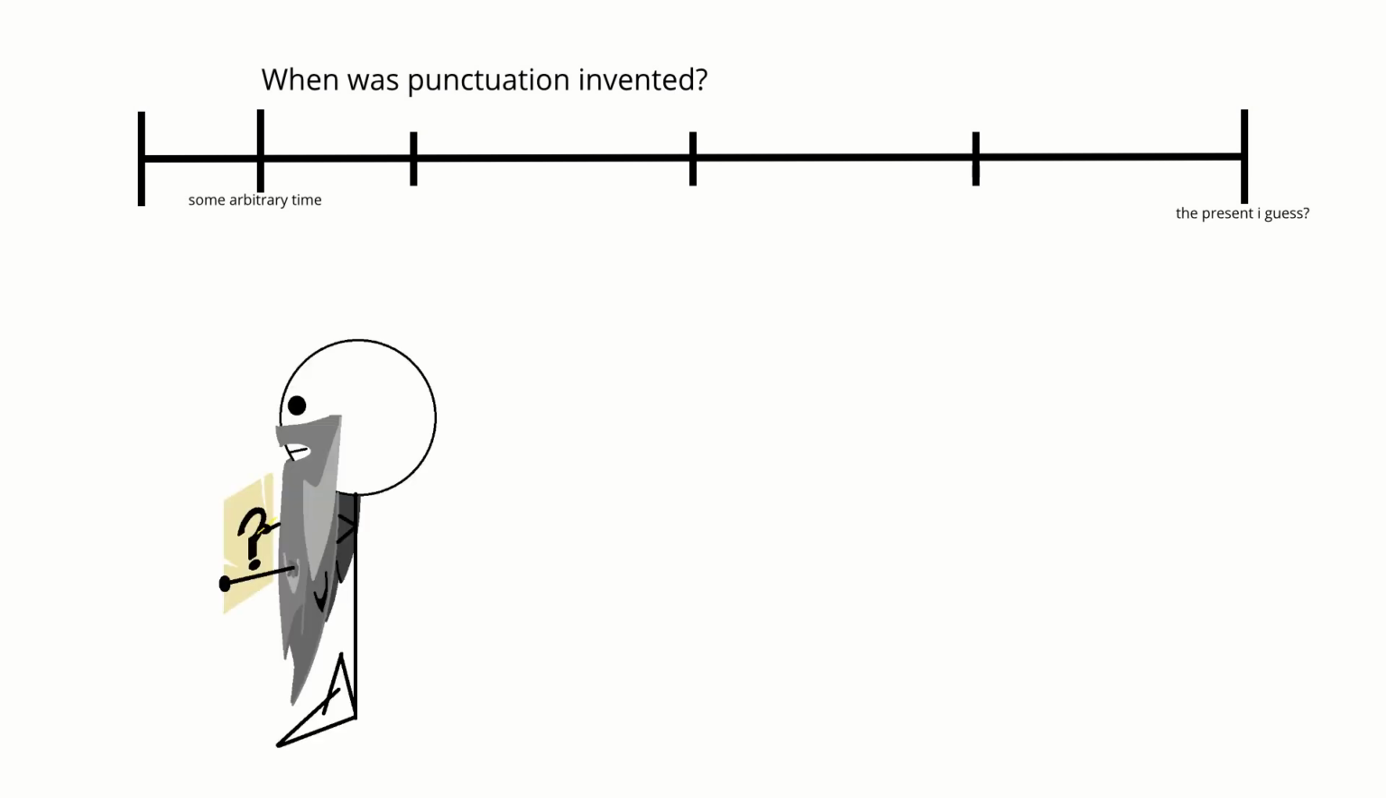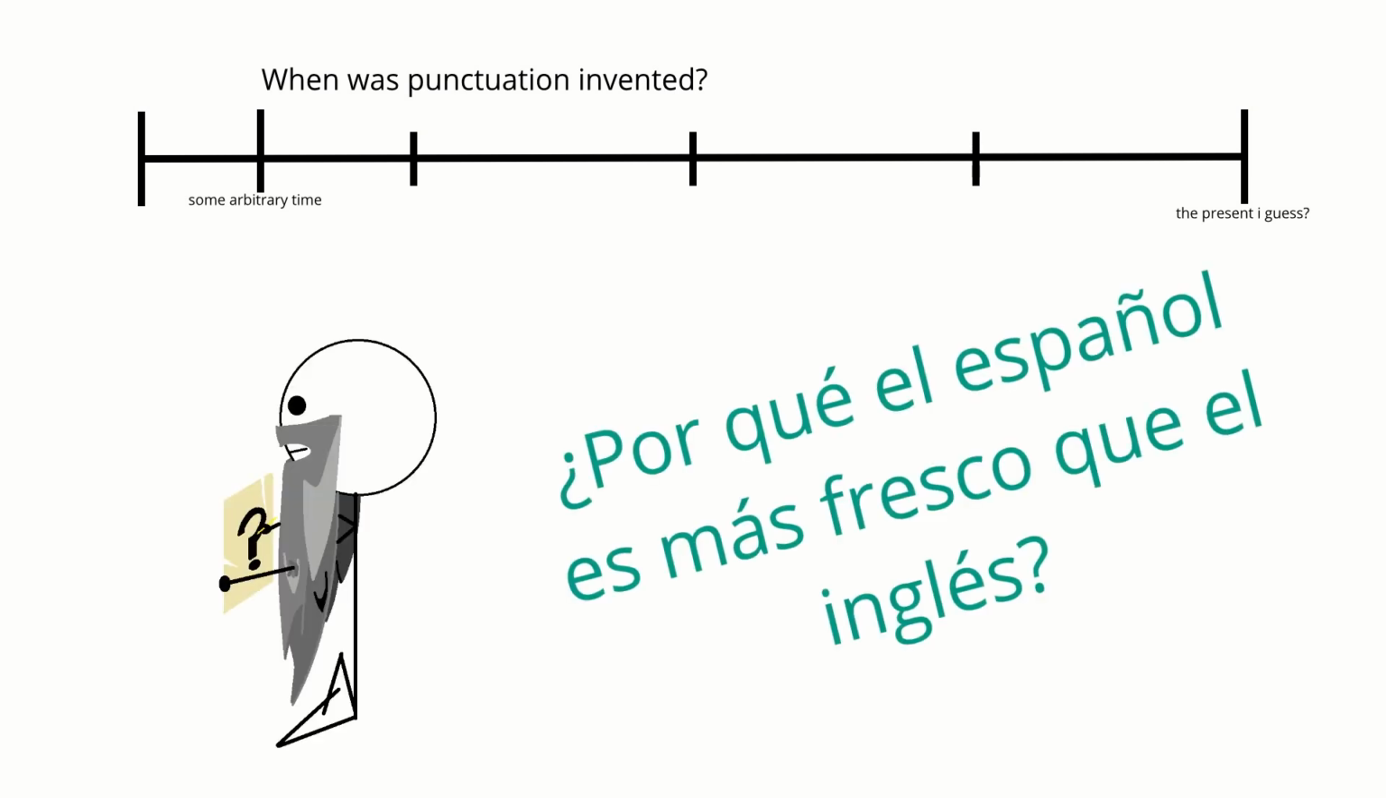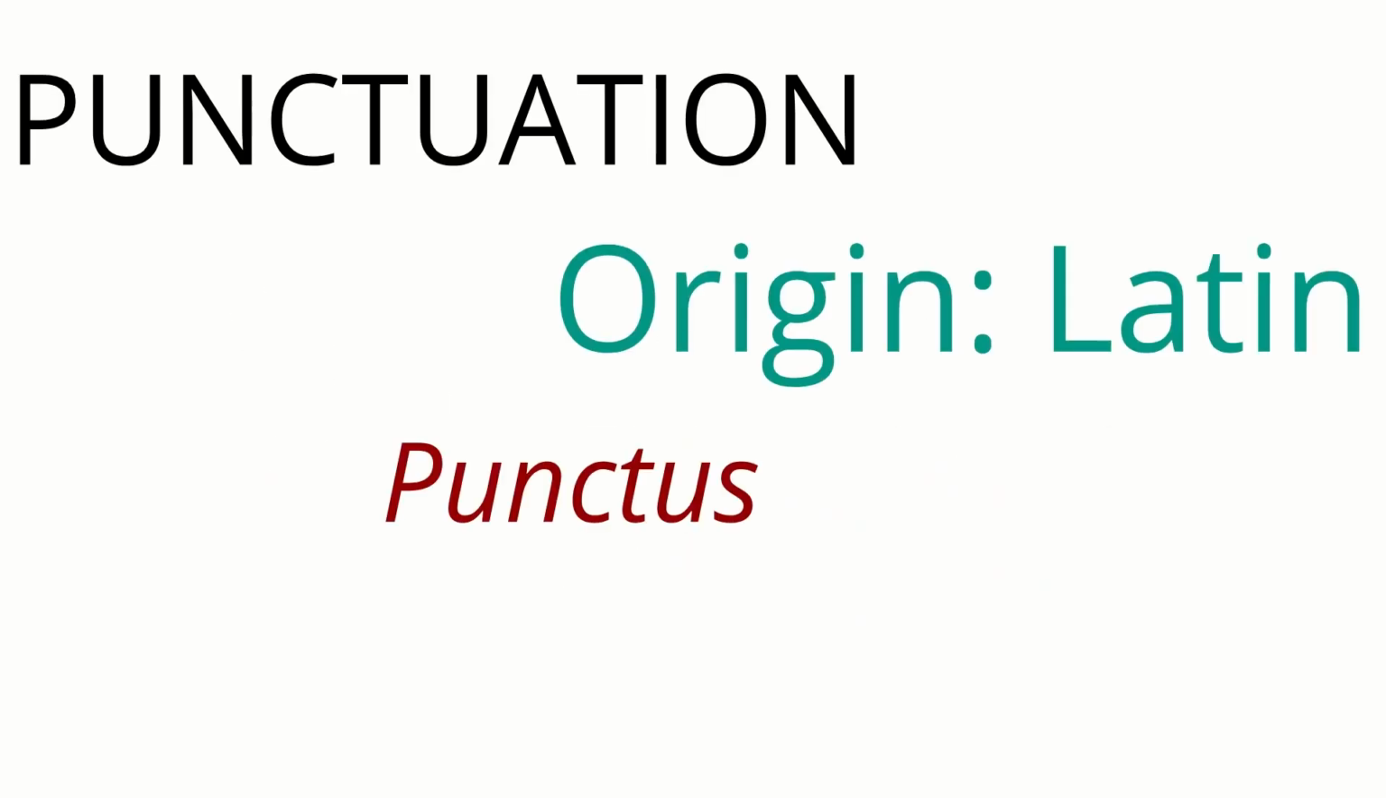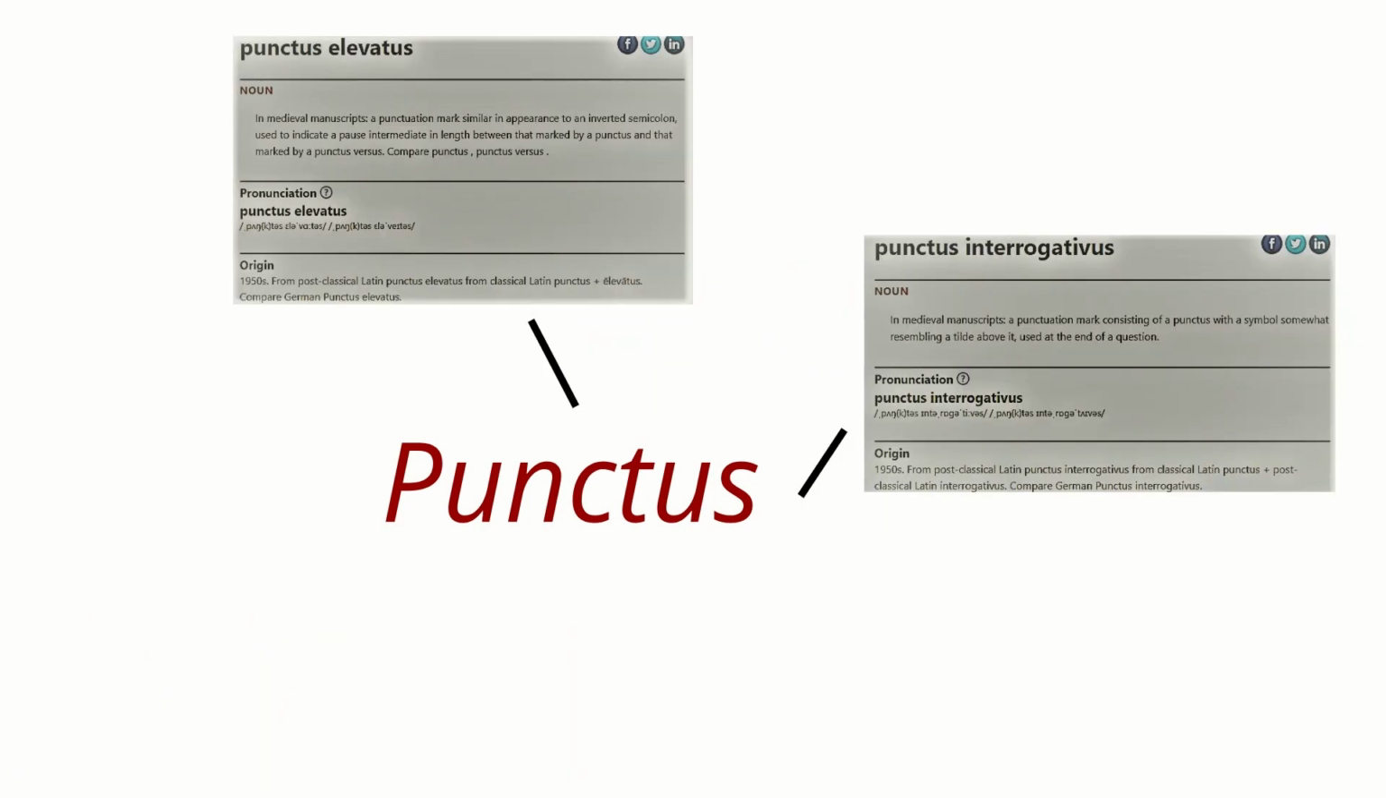But that's enough about that. Let's talk about punctuation in general. When was punctuation invented? Has it been around as long as written language? Why does the Spanish language have upside down question marks at the beginning of their sentences? The word punctuation comes from the Latin punctus, which means point, and it gets a little bit more complicated than that, but we're not going to get into that.